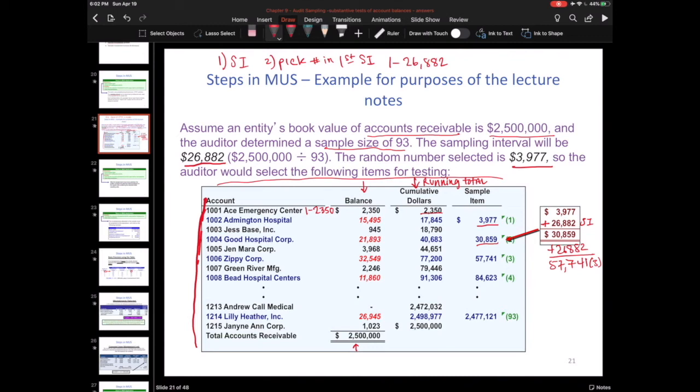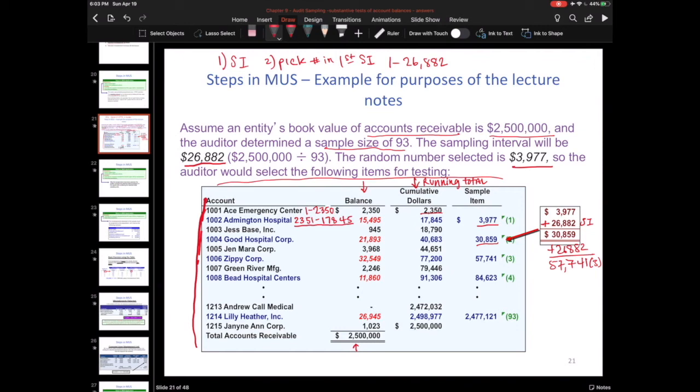If we look at Admington Hospital, their balance is going to cover dollars $23.51 to $17,845. Right? Their actual balance is $15,495. So we add the $15,495 to the $23.50 to get the $17,845. And these are going to be the actual dollars that they have in the sample.